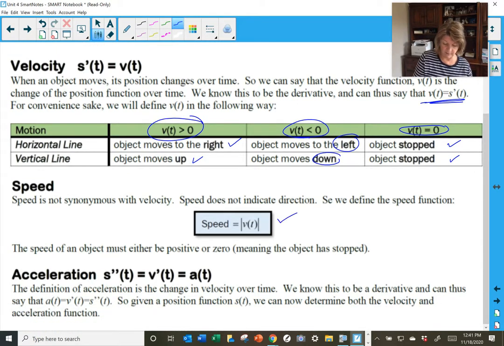Speed, just to repeat, speed is absolute value of velocity. Going to drill that in your head. And acceleration is the change of velocity over time, right? Because a derivative reflects on the previous equation that I took the derivative of and creates this rate of change. So acceleration is a derivative of velocity, so that means it's the change of velocity over time. We know this to be a derivative, and thus we can say that A of t equals v prime, which is equal to s double prime.